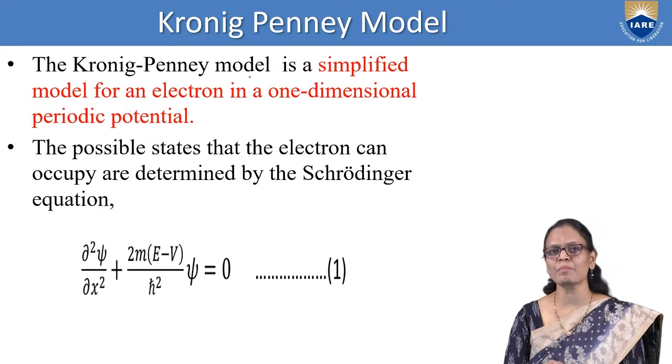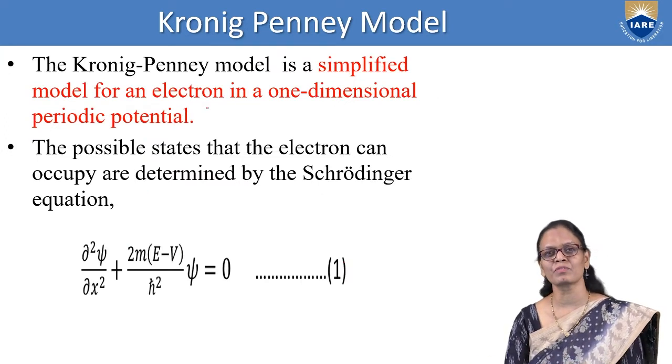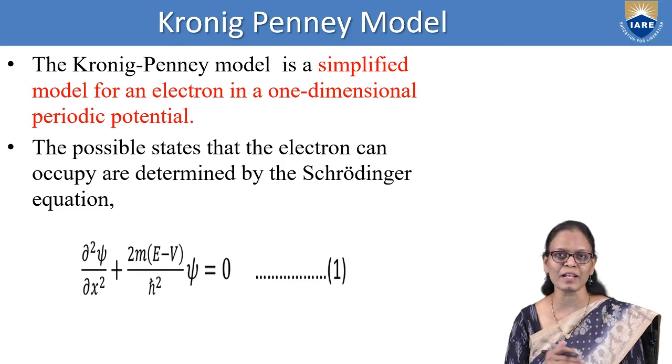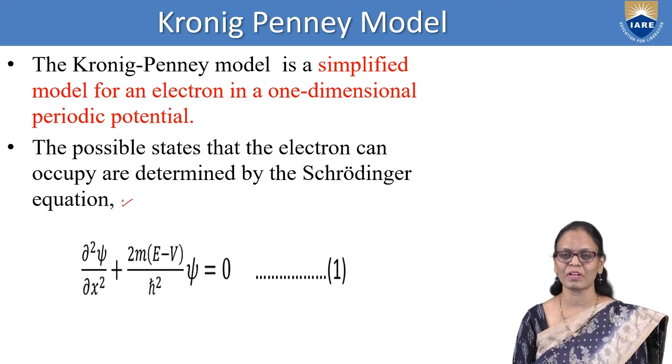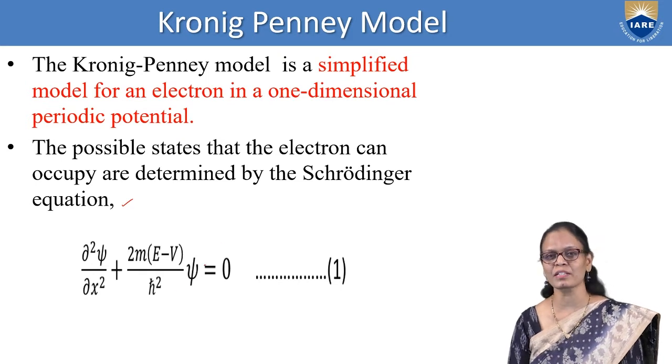Now the Kronig Penney model is a simplified model for an electron in a one-dimensional periodic potential. It simplifies our understanding of this periodicity and how we can apply it to solve the Schrödinger wave equation. That is why we use the Kronig Penney model. The possible states that the electron can occupy are determined by the Schrödinger wave equation, which we have already seen.